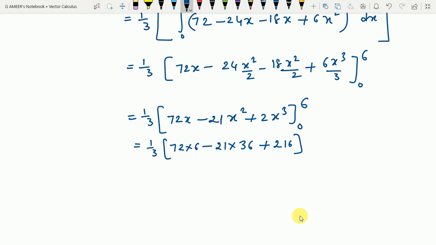72 into 6 is 432. 21 into 36, 756. 216. So when I simplify here, 1/3 into this, and this will be added, subtracted from this. So 432 plus 216 minus 756, divided by 3.